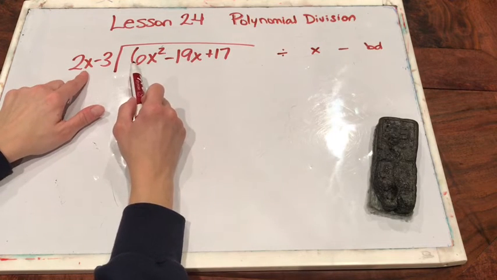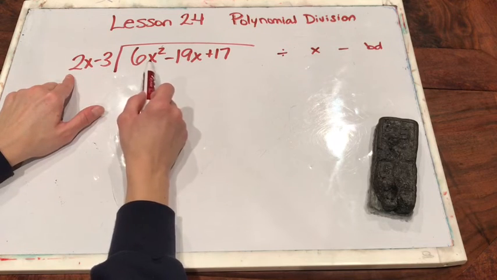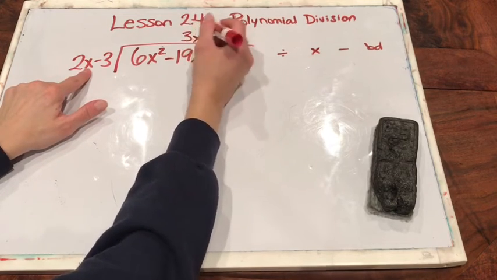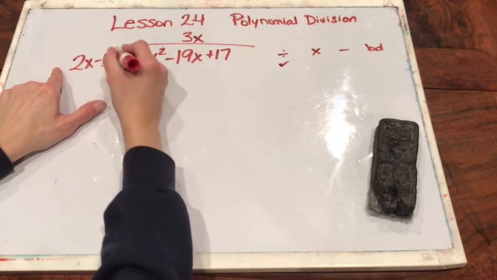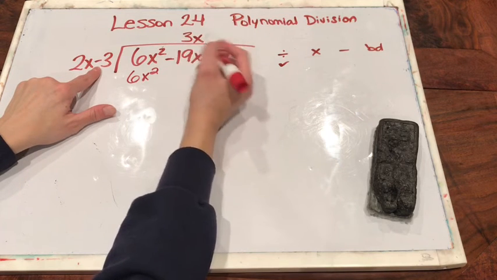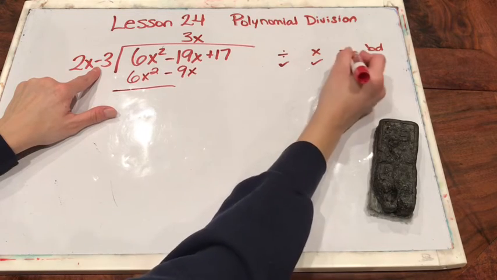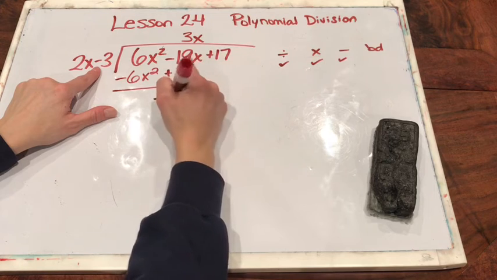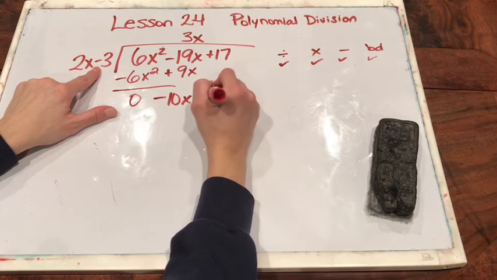So how many times does 2x go into 6x squared? Or what do I need to multiply by 2x to get 6x squared? Well, a 3 times 2 will get us the 6, and then an x, because the x times x will get us x squared. So now I multiply by the entire thing. 3x times 2x is 6x squared. 3x times negative 3 is negative 9x. Now I'm subtracting, so I change all my signs. When I subtract here, I get a negative 10x. Here is a 0, and then I bring down a 17.